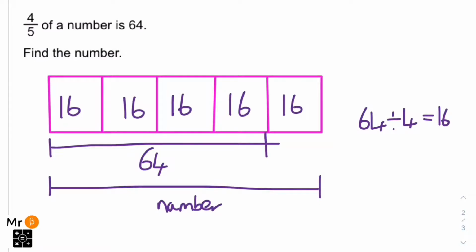So therefore my number is 5 boxes, each worth 16. So 16 added to itself 5 times, or 5 times 16, and you get your answer of 80.